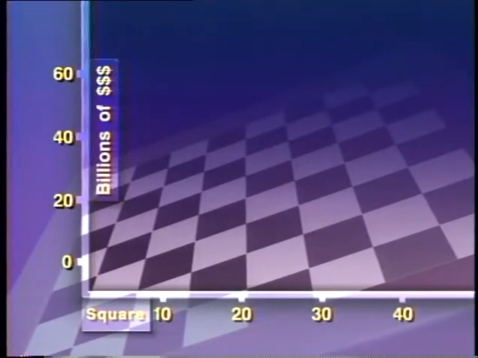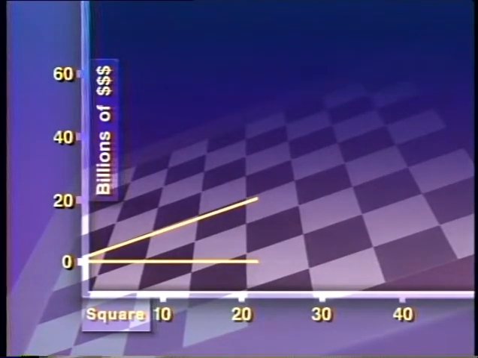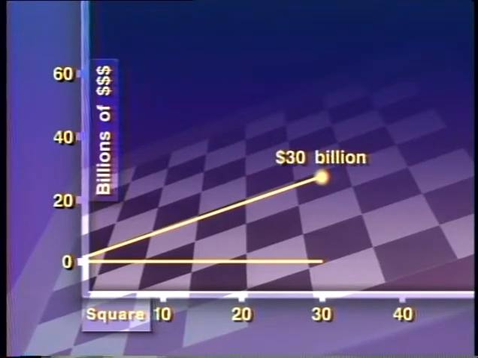We'll put the number of squares on the horizontal scale and dollars, in tens of billions of dollars, on the vertical scale. Here we go. Watch as the linear growth begins climbing quickly while the exponential line remains practically flat. After 30 squares, linear growth has piled up $30 billion.